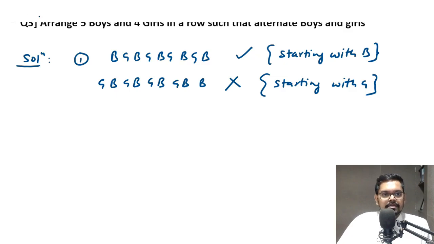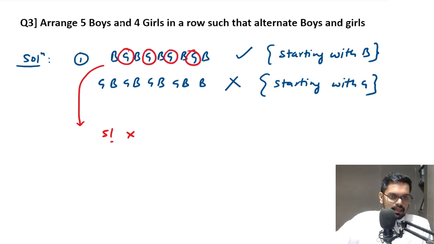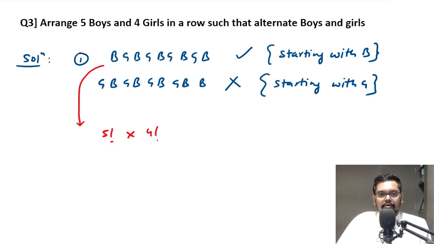Therefore my final answer is, if I take this scenario, 1, 2, 3, 4, 5. 5 positions for boys and 5 boys are there. They are seated in how many ways? 5 factorial ways. And then 4 positions for girls and we have 4 girls. They are seated in how many ways? 4 factorial ways. That is the final answer. Remember, this was for boys sitting and this was for the girls sitting. This is how I have solved.